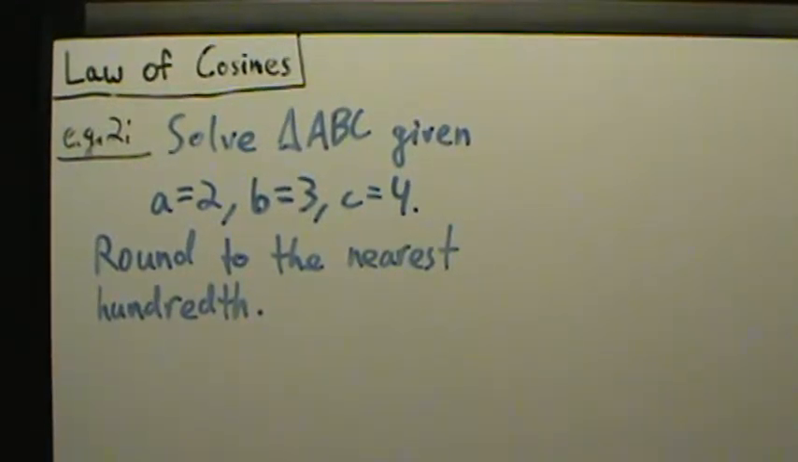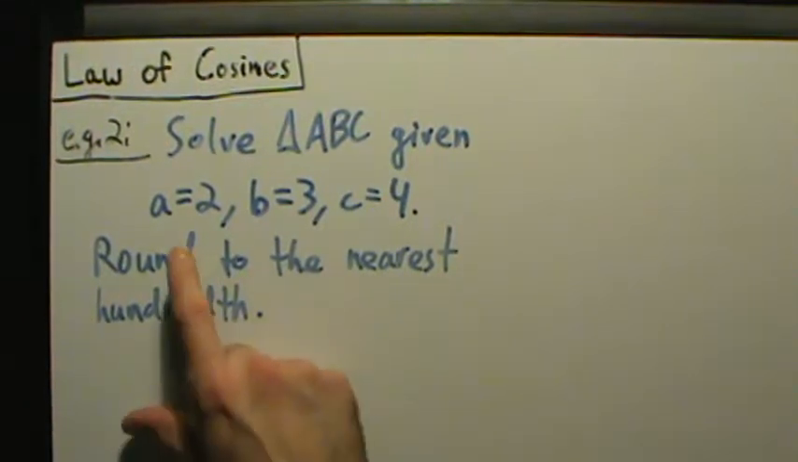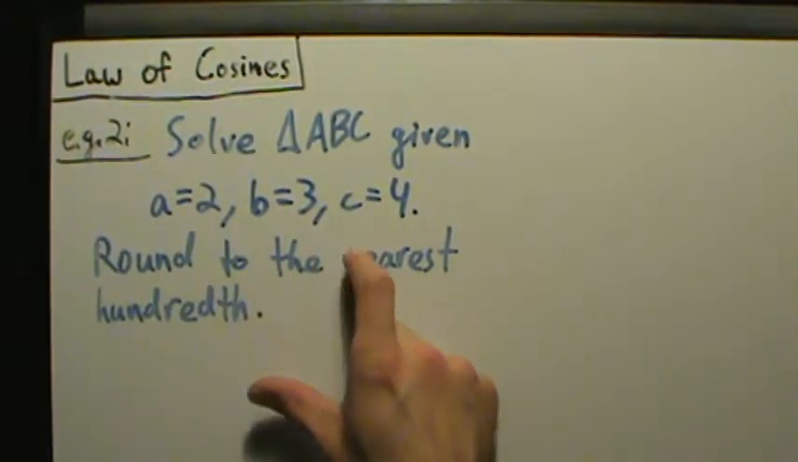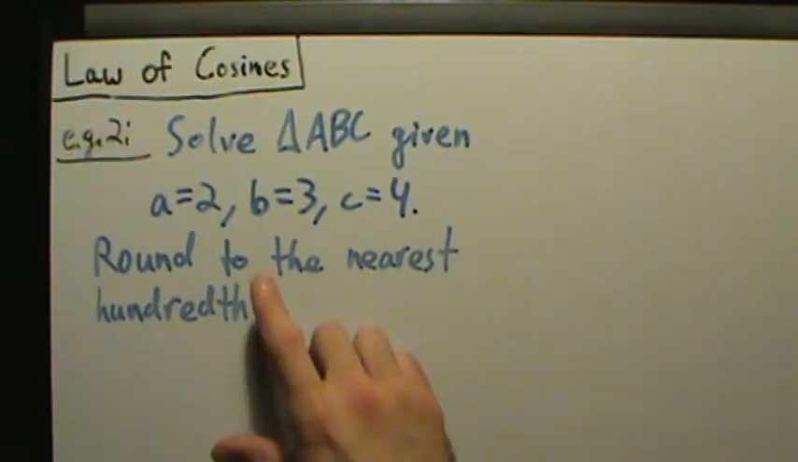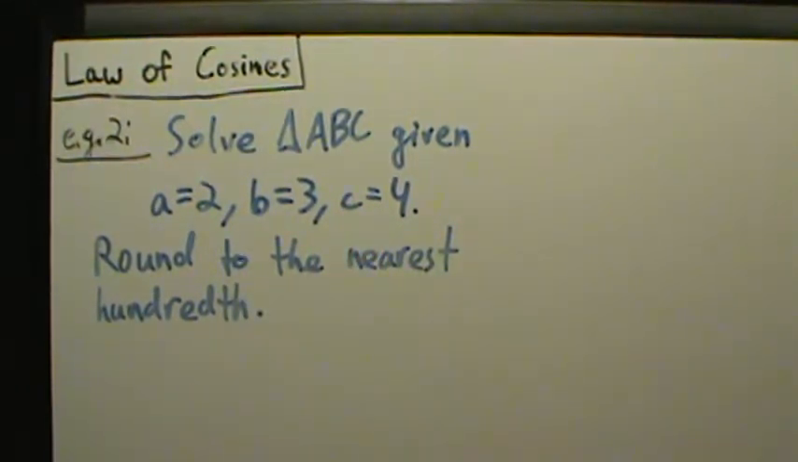Here's example 2 of using the law of cosines. So we want to solve triangle ABC given little a is 2, little b is 3, little c is 4, and we want to round to the nearest hundredth. So this is an SSS triangle, right? We're given all three sides, nothing about the angles, so it's an SSS.